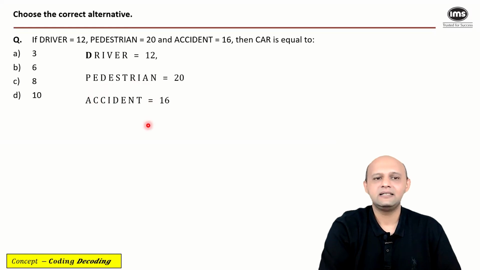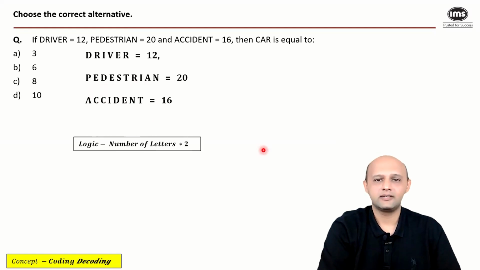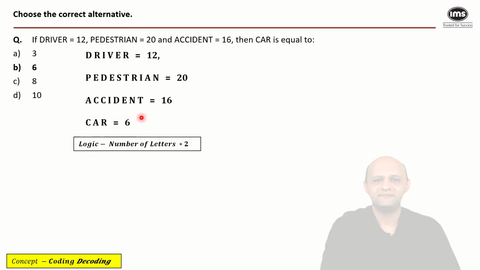So it's basically the number of letters times 2. It's going to be double the number of letters. So this is the logic embedded in the question, or in all these codes. So what is the logic? Number of letters times 2. So car therefore has 3 letters and therefore it will be coded as 3 times 2, which is 6. So what's the answer? Answer is option B.